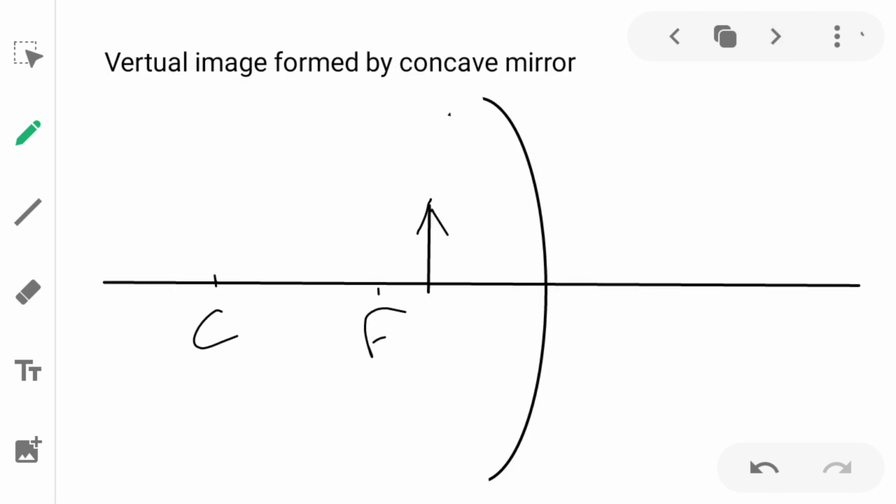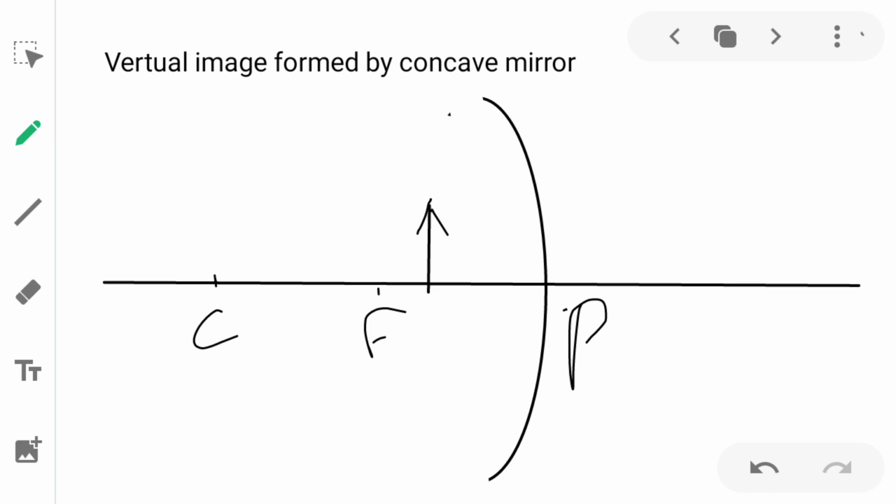Now we'll see the image formed by concave mirror when the object is placed within focal length. So far we have seen the image formed by concave mirror when the object is beyond C, at C, and between C and F. Now we'll see the image formation by the concave mirror when the object is between F and pole.